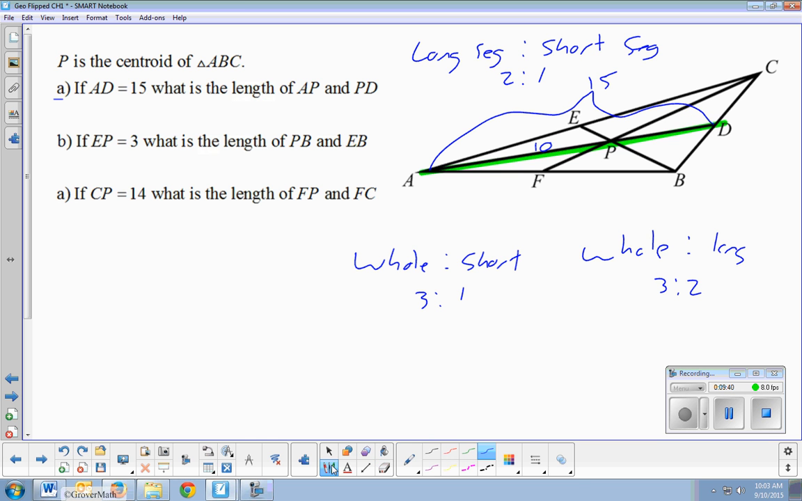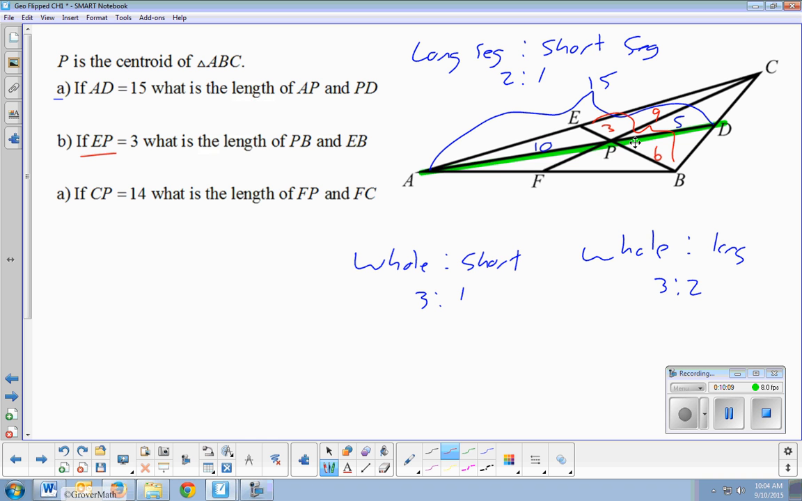I want to draw a better 5 there. I didn't like my 5. It's better. How about the other ones? So these are really quick problems. EP is 3. So EP, this little piece is 3. That means the longer part is double the smaller part. Why did I say 10? That doesn't make sense. I'm still thinking 5 to 10. The short part is 3, the long part is 6. It's double. And so the whole thing would be 9.